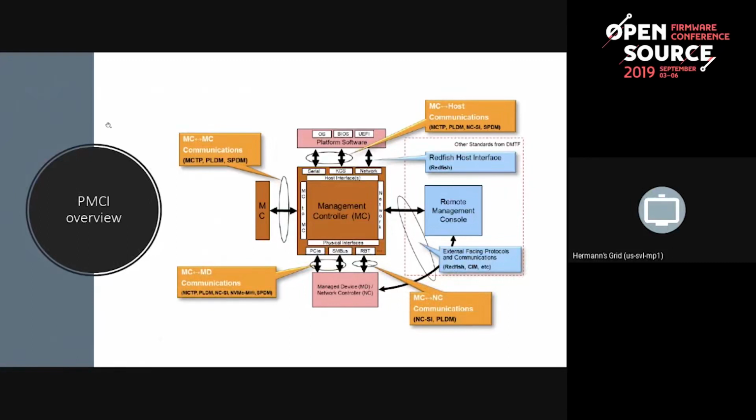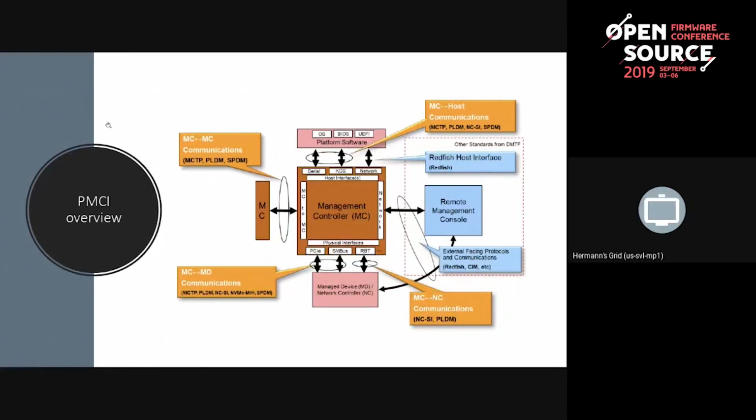On this picture, you also see four communication paths. I think I spoke about some of them. That's basically the BMC and the host, BMC talking to a BMC, BMC talking to a managed device, which can also be an NC, a network controller. And PMCI has defined four protocols to tackle these communication paths. At the very core is something called MCTP, the Management Component Transmission Protocol.